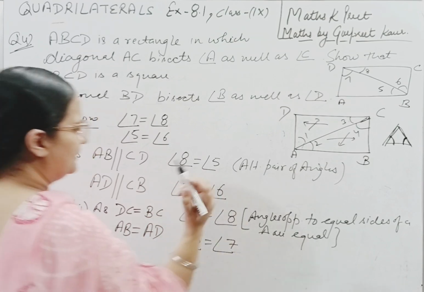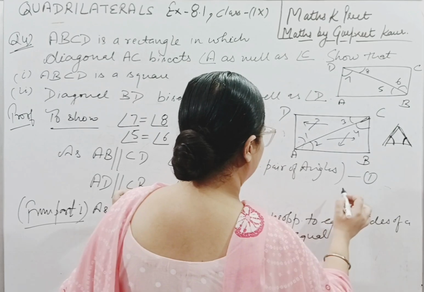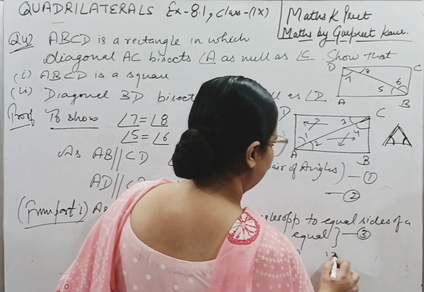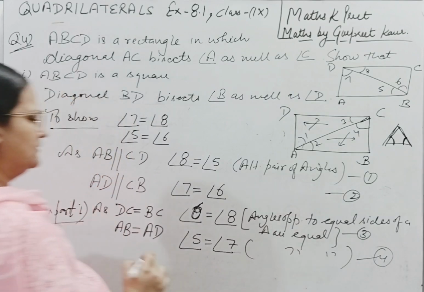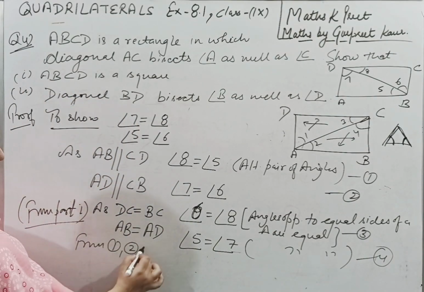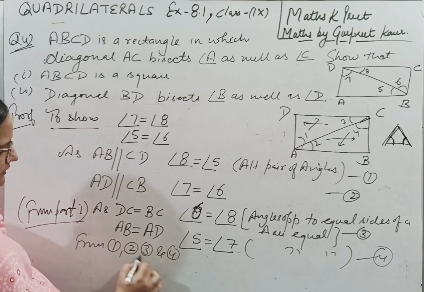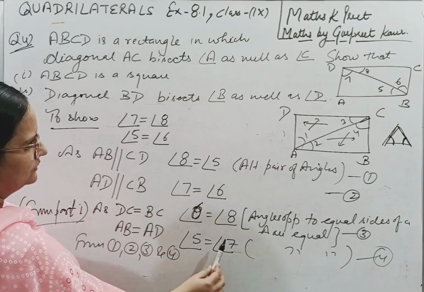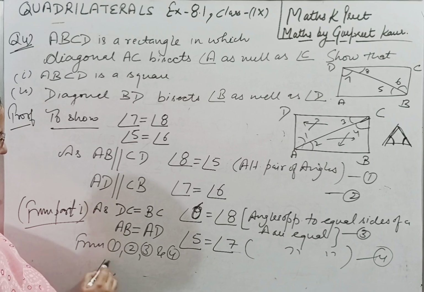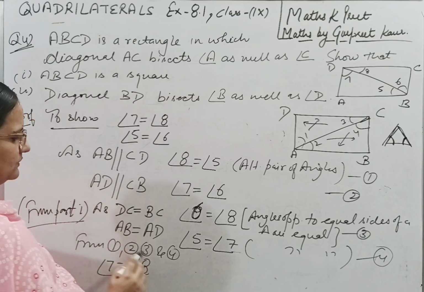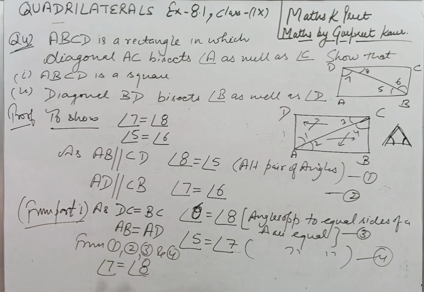Then clearly, by making use of numbers 1, 2, 3 and 4, for the same reason here, you can write from 1, 2, 3 and 4: 8 is equal to 5 and 5 is equal to 7. So I can write 7 is equal to 8. Fine. This was the thing that I had to prove, that BD is bisecting angle D.